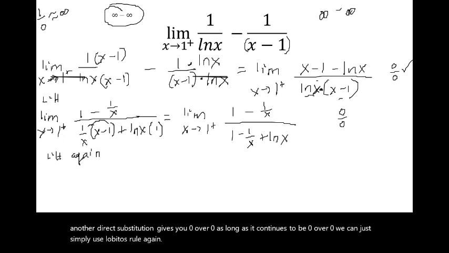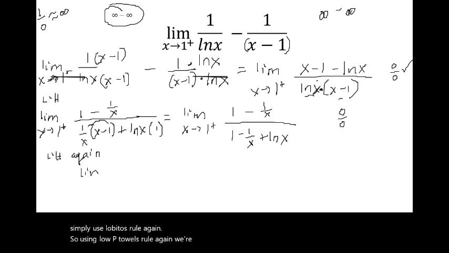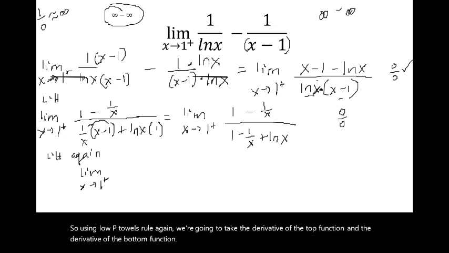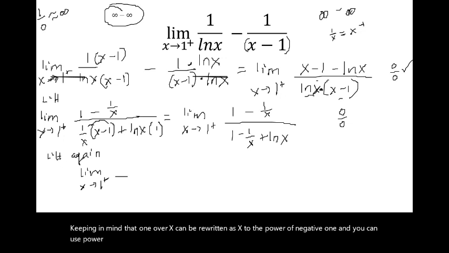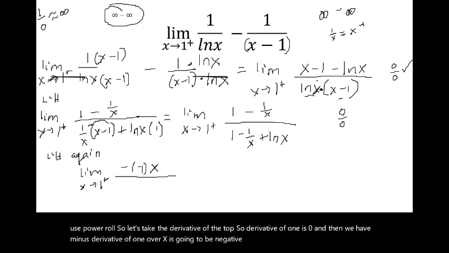So using L'Hopital's rule again, we're going to take the derivative of the top function and the derivative of the bottom function. Keeping in mind that 1 over x can be rewritten as x to the power of negative 1, and you can use power rule. So let's take the derivative of the top. So derivative of 1 is 0. And then we have minus derivative of 1 over x is going to be negative 1 times x to the power of negative 2.